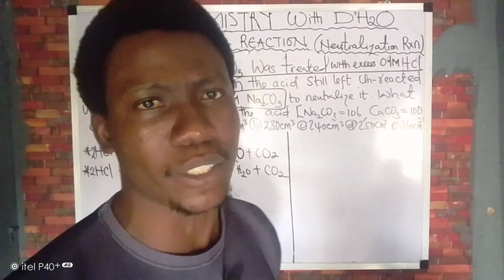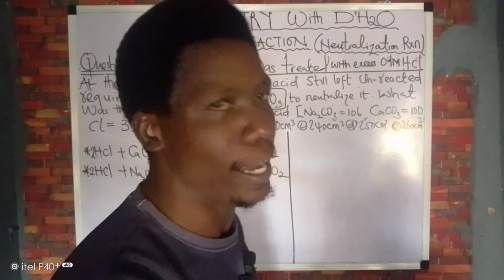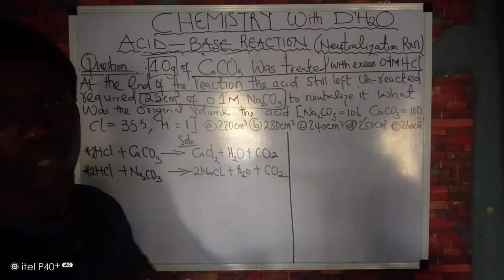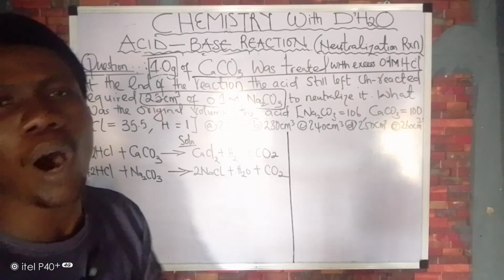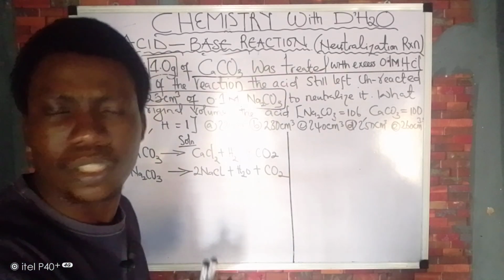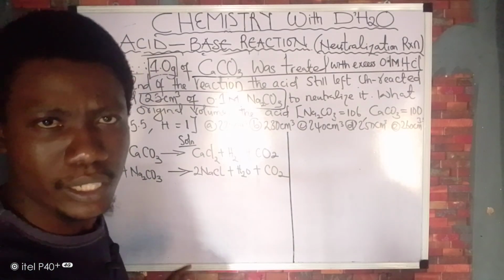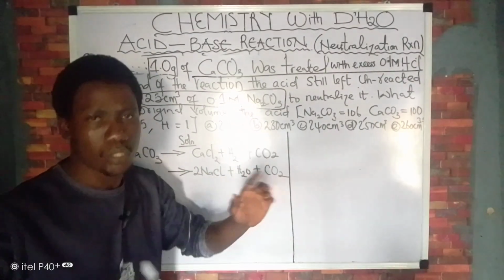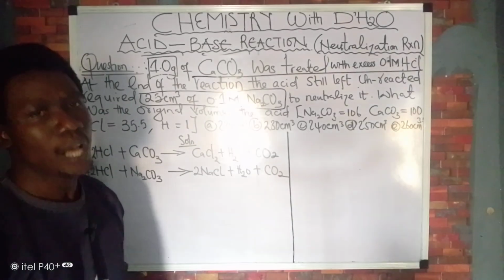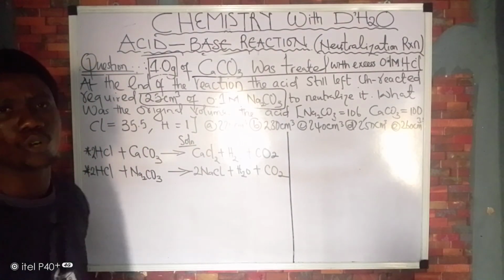So the question is very simple. Some of the acid reacted with limestone. Some of the acid reacted with Na2CO3. So what we have to do is very easy. Let us calculate for the volume that reacted with CaCO3 and also calculate for the volume that reacted with Na2CO3. Then we have our answer. Now look at the chemistry of the reaction.